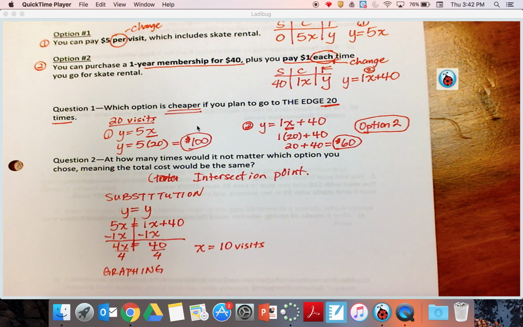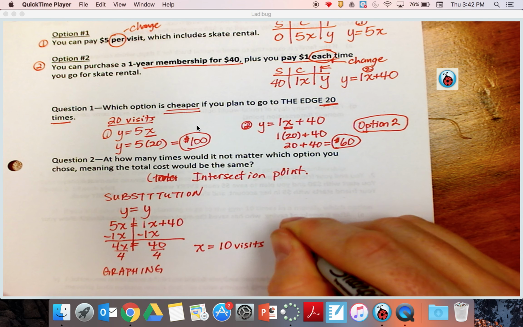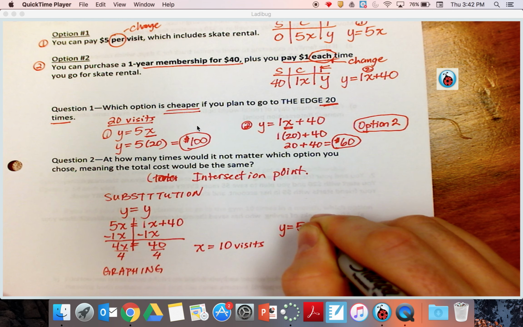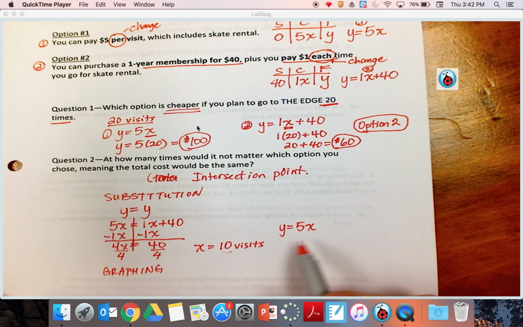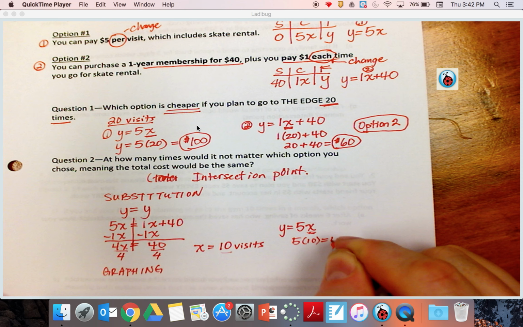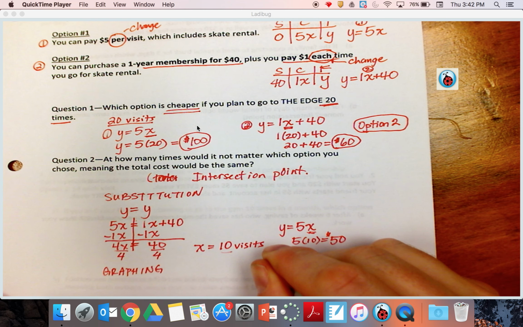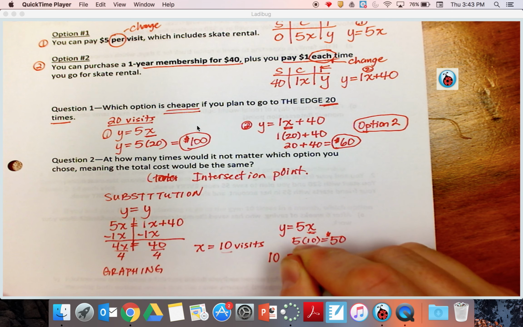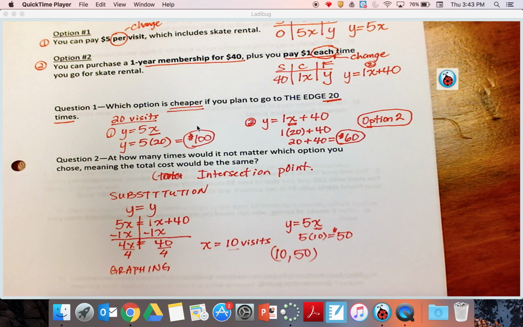Well, what would be the cost? That's my y value. So I need to take this 10 and put it into my first equation, y equals 5x. How much would it cost per visit? Well, I'm putting that 10 in here. It becomes 5 times 10 equals 50. So $50. So my (10, 50) is my answer there. 10 visits, $50.